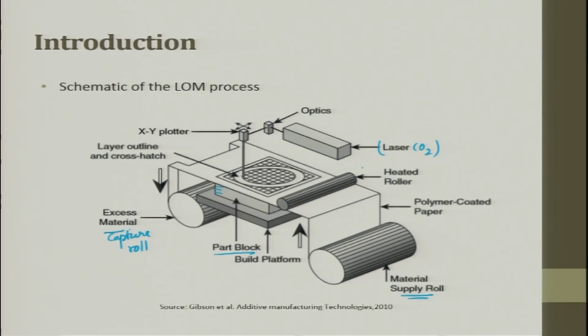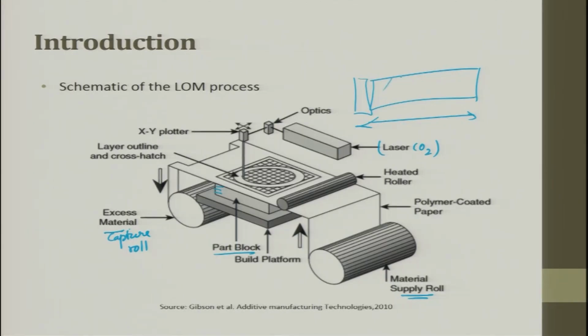This heated roller smears over the surface, and wherever there is a polymer laminate, the temperature is raised and it becomes semi-solid, or in a viscous state, which is used to glue with the next layer coming. So, first layer you have, then here you have this roller that reciprocates.